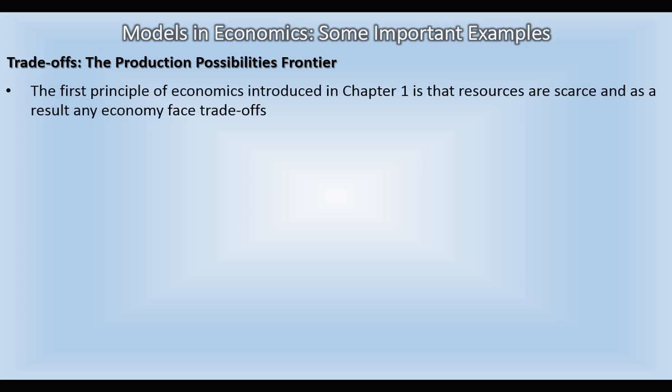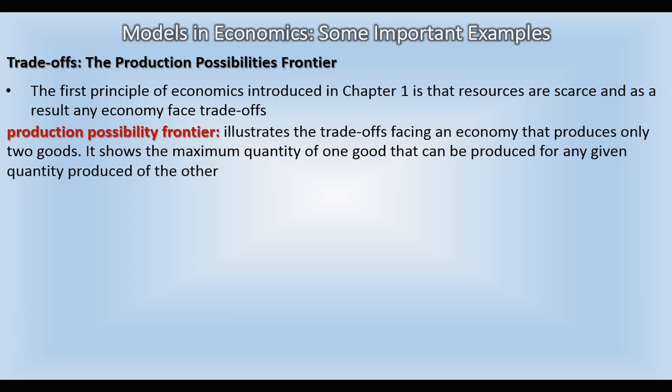All right, so let's get into this one model first, the production possibility frontier. The first principle of economics introduced in Chapter 1 is that resources are scarce, and as a result, economies face trade-offs. So this production possibility frontier illustrates the trade-offs facing an economy that produces only two goods.